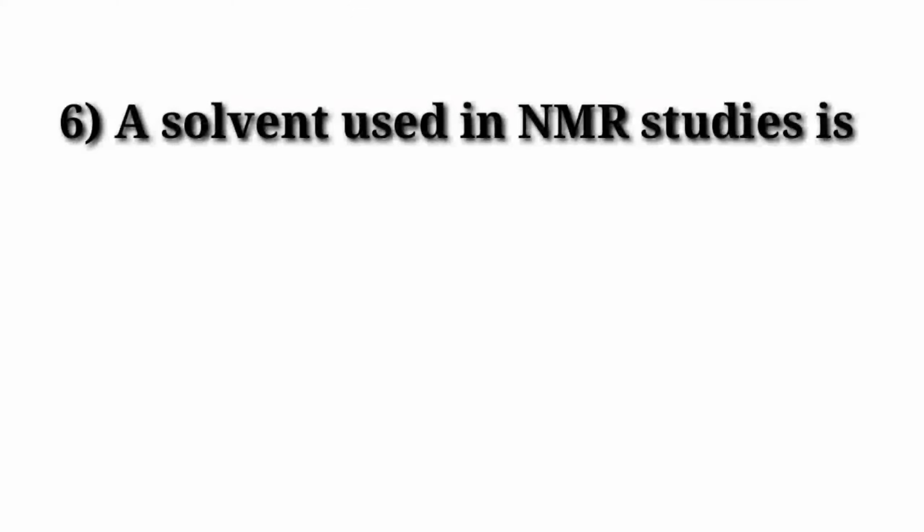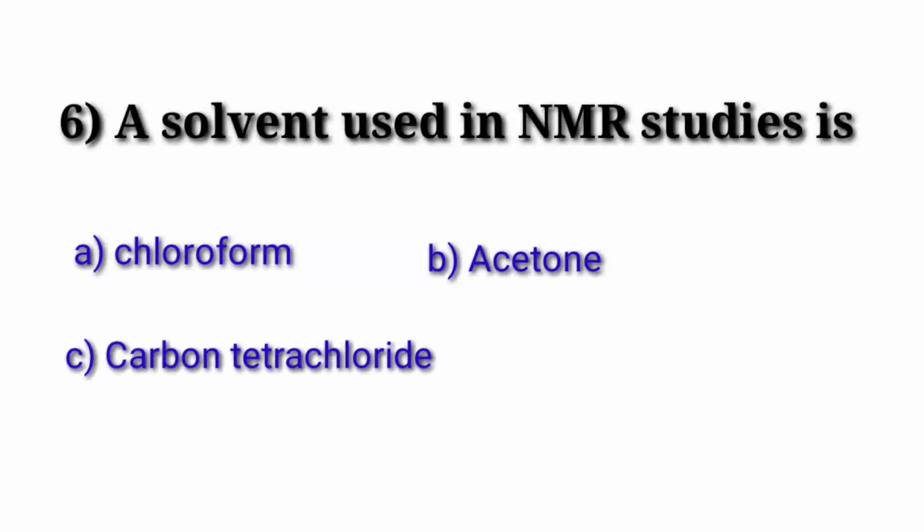Question number 6. A solvent used in NMR studies is option A chloroform, B acetone, C carbon tetrachloride, and D methanol. The solvent used in NMR studies is deuterated chloroform and carbon tetrachloride. So answer is option C carbon tetrachloride.